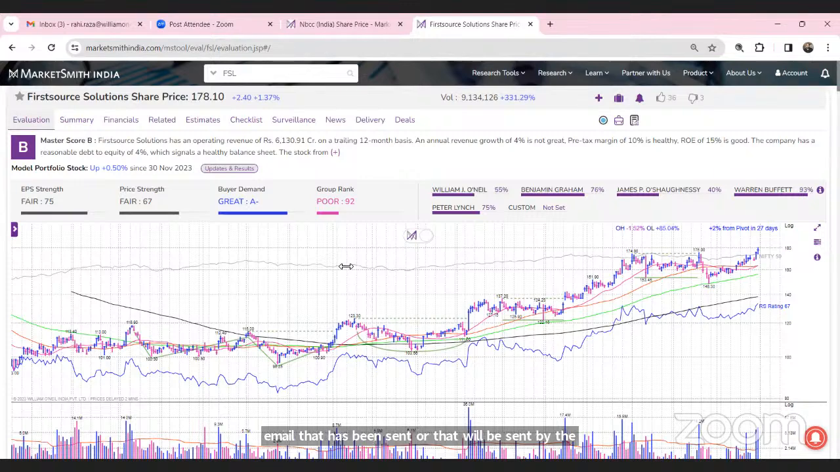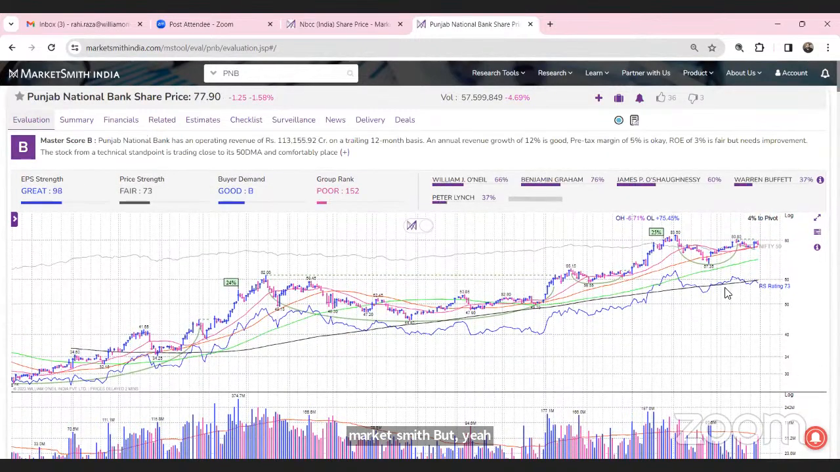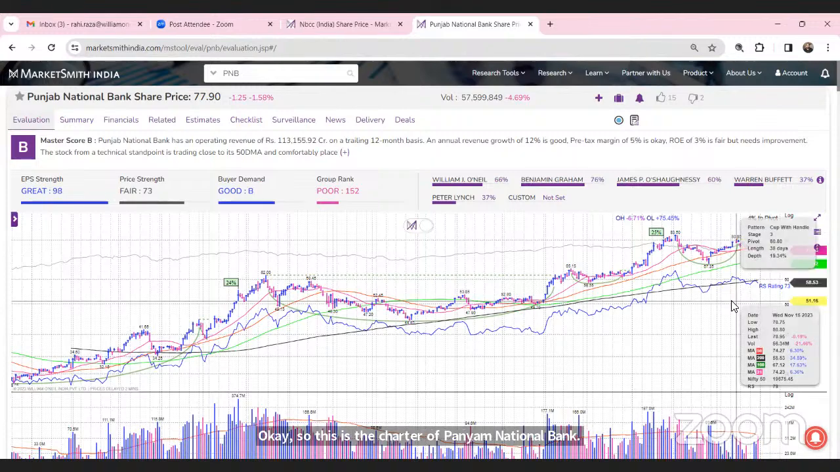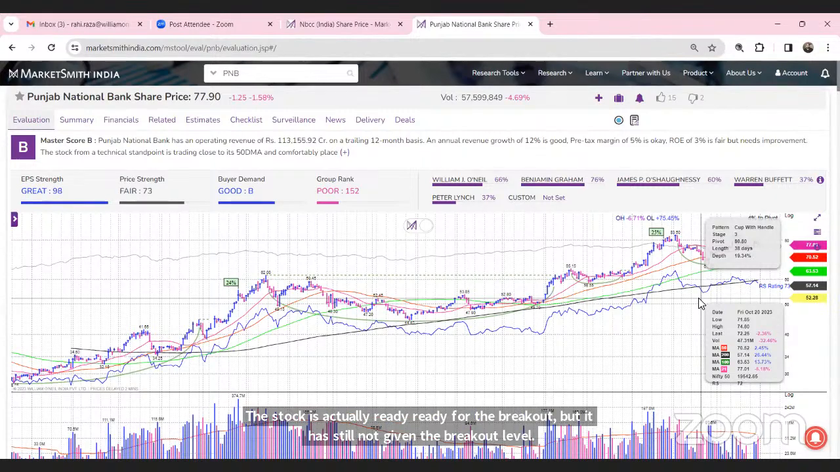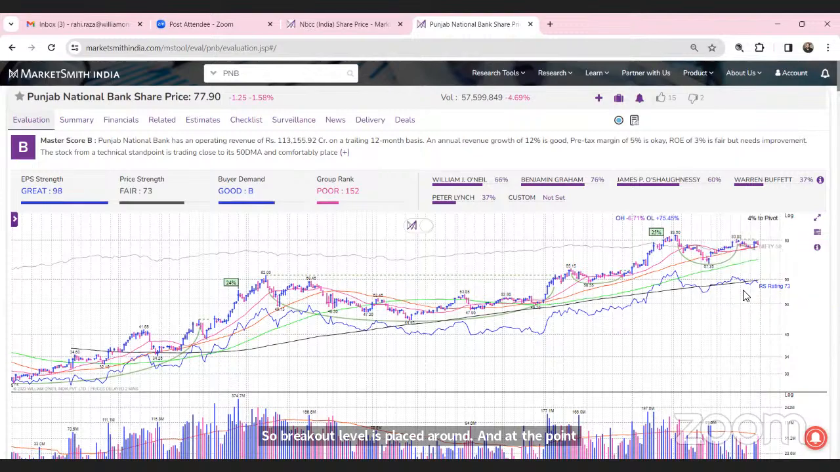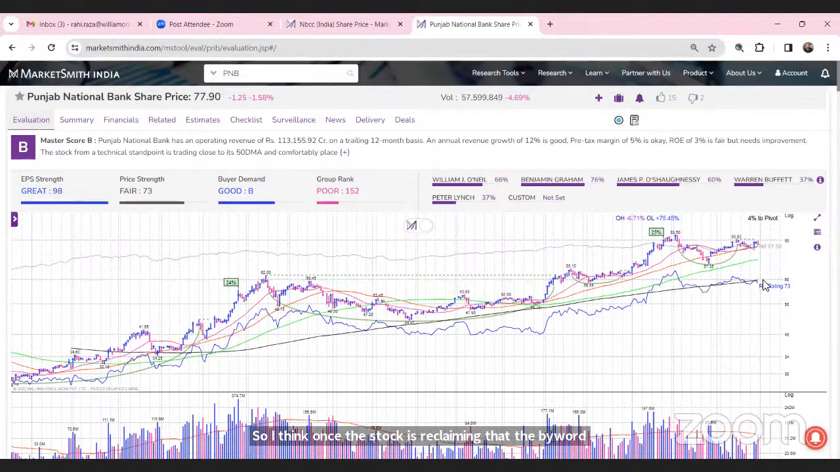Punjab National Bank. Okay, so this is the chart of Punjab National Bank. The stock is ready for the breakout, but it has still not crossed the breakout level. The breakout level is placed around 80.80, or we can say 81 rupees. Once the stock reclaims that pivot level, that would be the ideal point. And 81 rupees is just 4% from the pivot level, so you need to wait for just 4% so that the stock can regain that and you can enter.